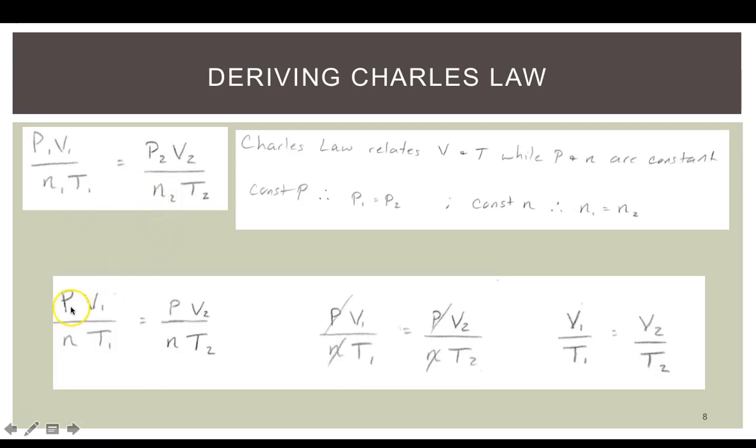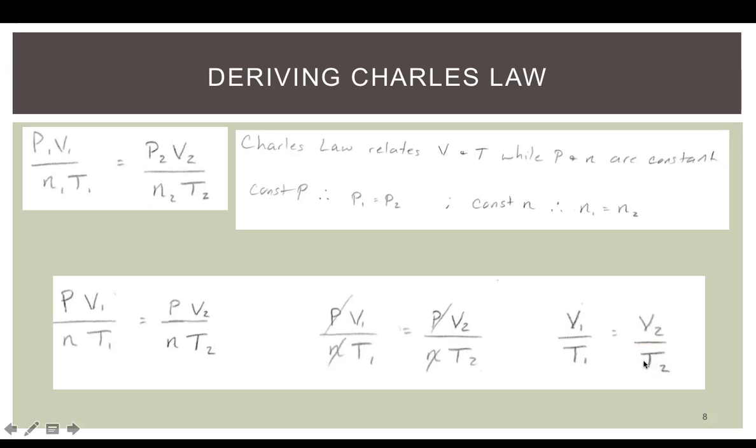So we take a look at that. That means P on both sides are equal, so let's get rid of those denominations of 1 and 2, so it's just P. Same idea with N. We don't need the 1 and 2, it's just N because it doesn't change. What we notice then is that P is on both sides of the equation, N is on both sides of the equation, and they cancel out. I know that kind of looks like an X, but it's an N with a cross through it. That simplifies to V1 over T1 equals V2 over T2.